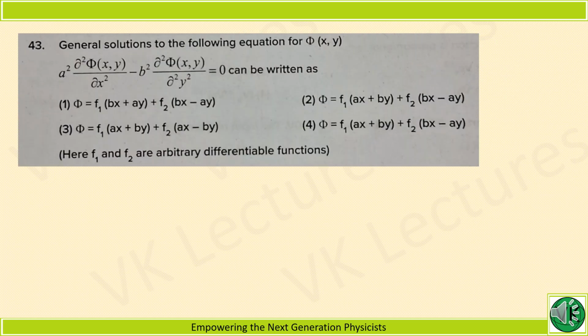General solution to the following equation for phi of x comma y: a square dou square phi by dou x square minus b square into dou square phi by dou y square equal to 0. The answer is phi equal to f1 of (bx plus ay) plus f2 of (bx minus ay).